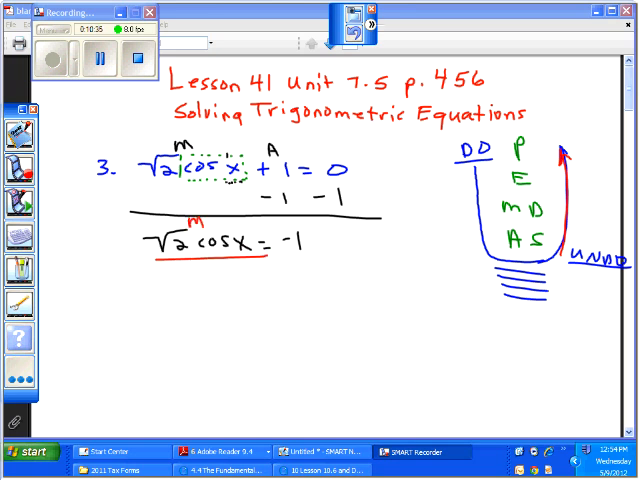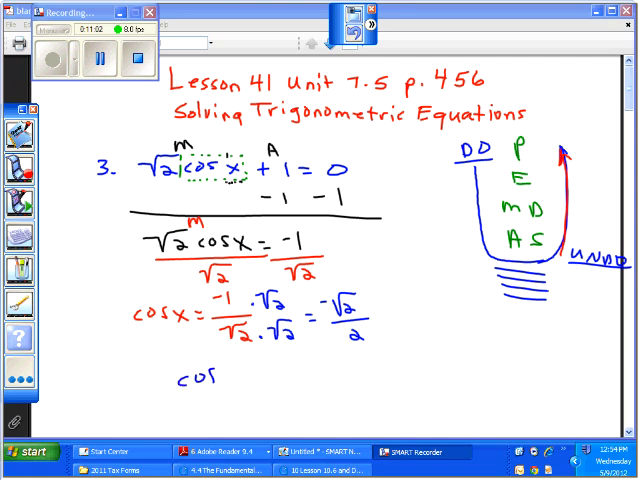We need to undo multiplication by division, so we divide by square root 2. We get cosine x is equal to negative 1 over square root 2. Understand so far? You cannot have a radical in the denominator, so you're going to rationalize. And so we have cosine x is equal to negative square root 2 over 2. Understand how to rationalize?